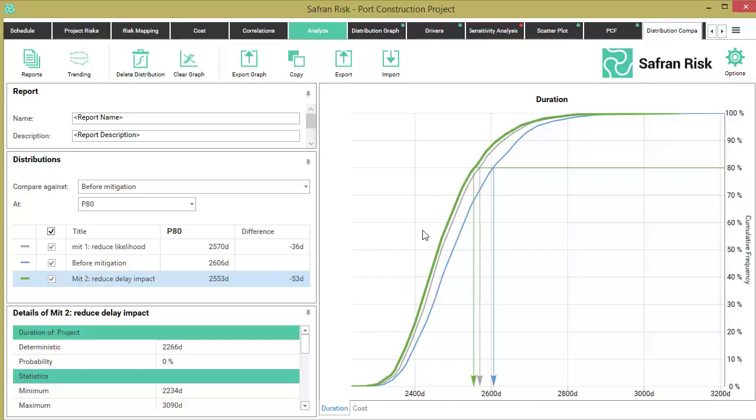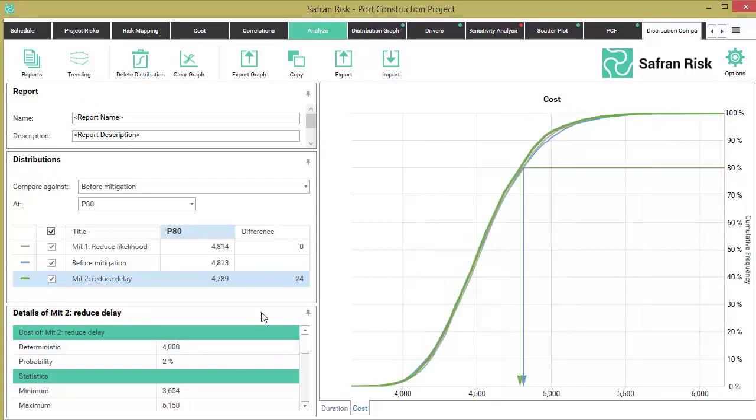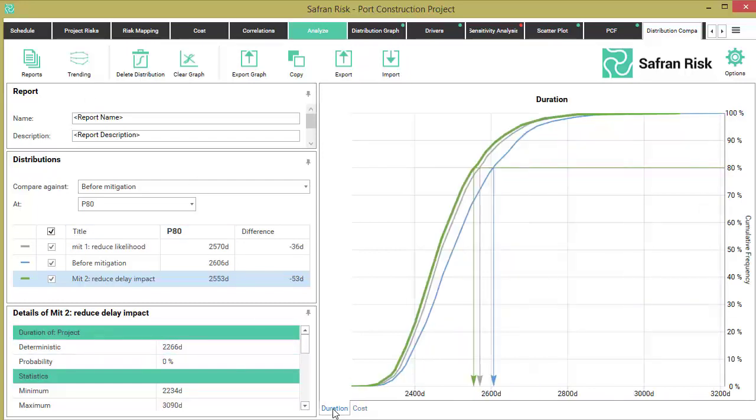Therefore, strategy 2, focused on decreasing the right-hand side tail of delays from 50% to 5% relative to the deterministic reference, is an absolute better strategy by decreasing costs by $24 and reducing delays by 53 days.